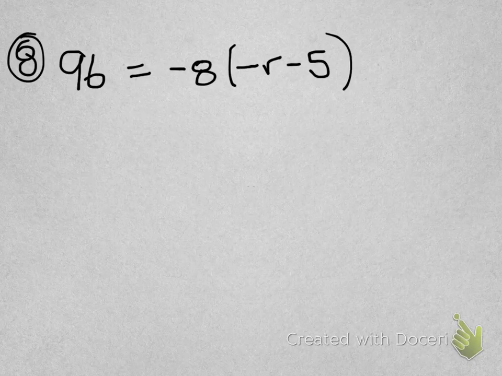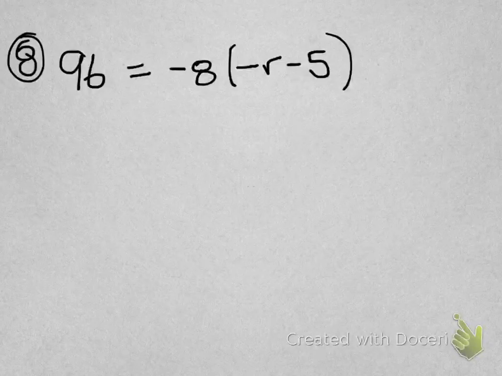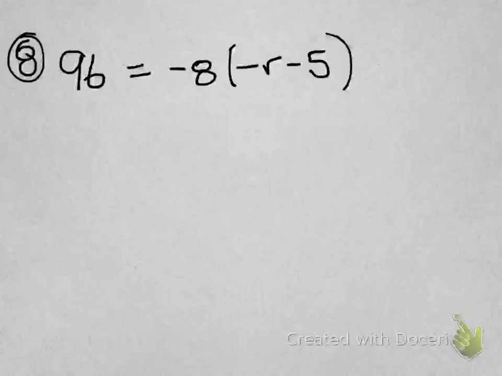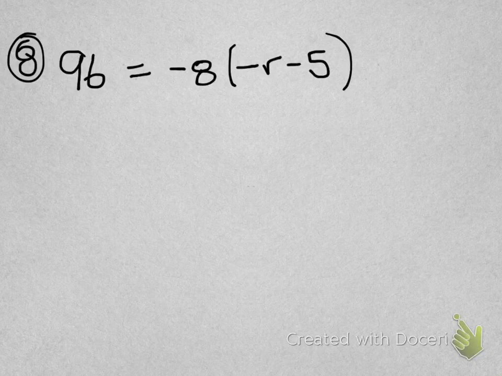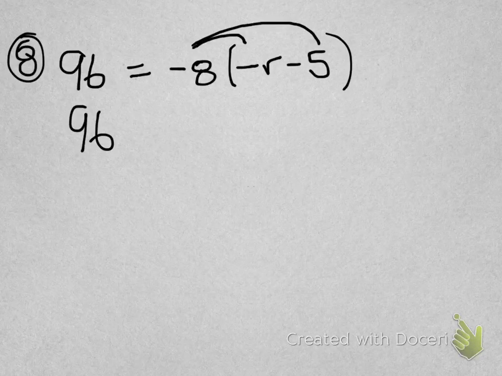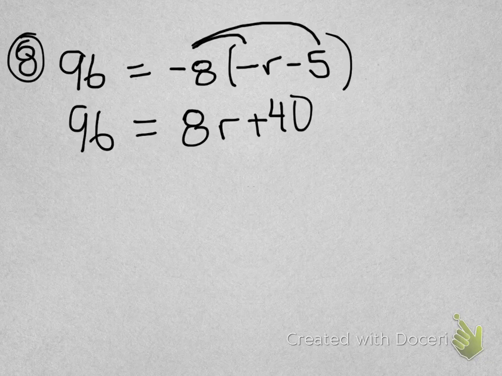Okay, we look at question number 8. Same thing. Now this one, the answer is written on the left side and the variable is written on the right side. That's okay. If that really bothers you, you can rewrite it and move the 96 over to the right side. If not, then just go ahead and solve it just like that. -8 times that, -8 times that. We get 96 equals 8r plus 40.